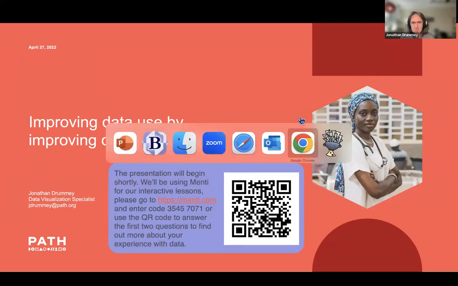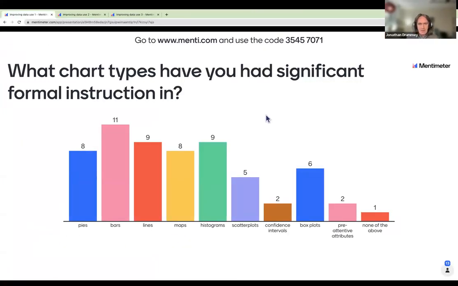And now I'm going to switch over to our Menti and take a look and see what people have had instruction in, in terms of chart types. Here, a lot of people have had instruction in the basic charts: pies, bars, lines, and basic stats for histograms. And then as we move into more advanced statistics, the numbers go down. And only 2 people for pre-attentive attributes, which I will talk about today.